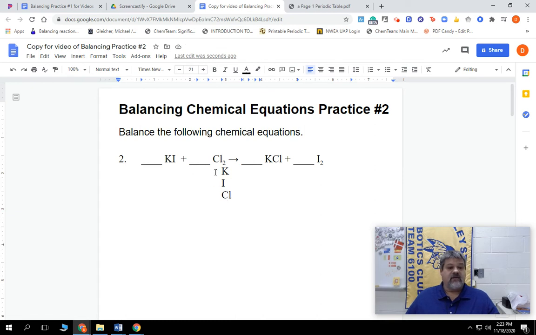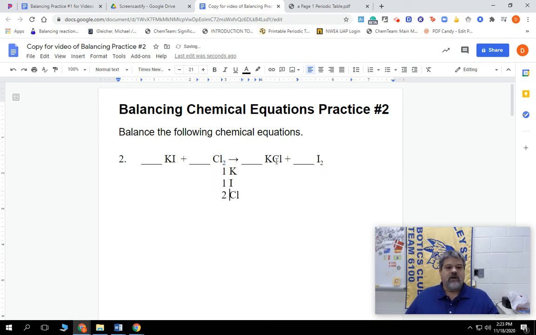So on this side over here, we have only one potassium, so we're going to put a 1 right here. And for iodine, we only have one of those also, so we're going to put a 1 right there. And then we go to chlorine. I have 2 chlorines. There's no substitute, so we're going to put a 2 right there.